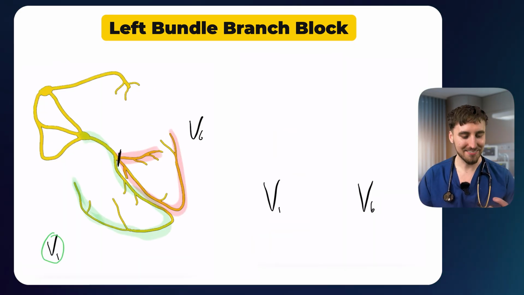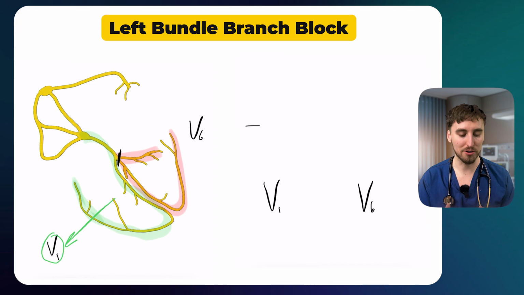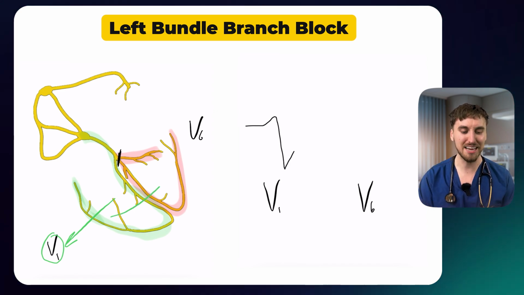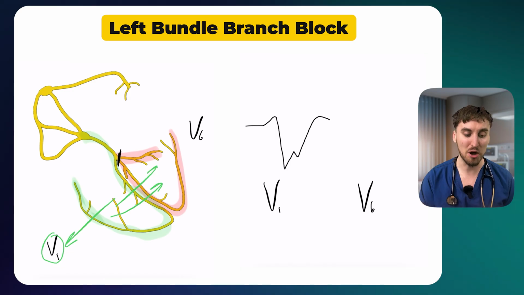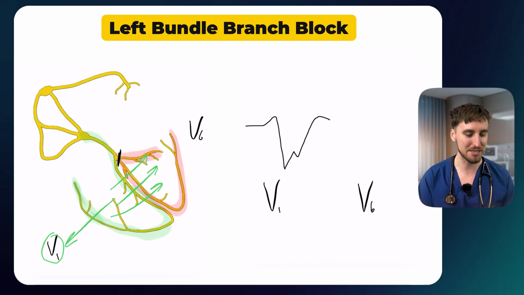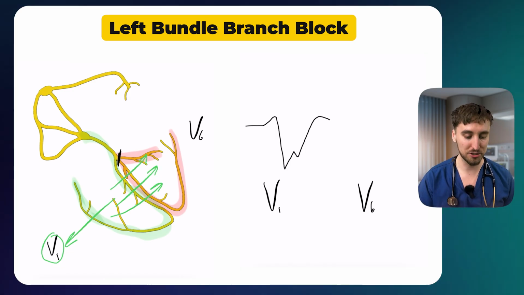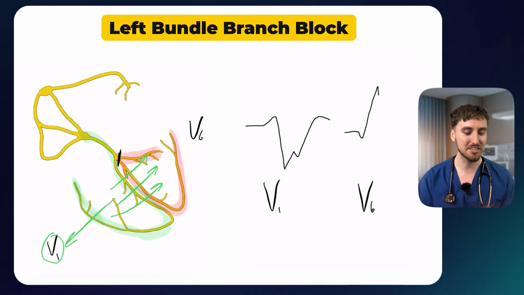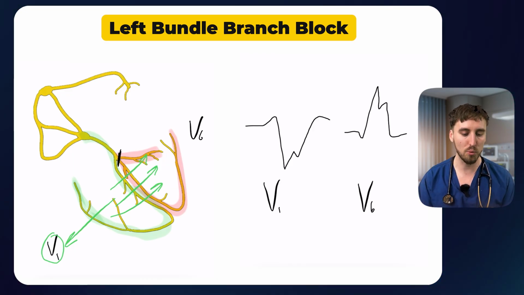In V1, we're going to get this R wave for right-sided depolarization, but then that's quickly going to be overshadowed by this mass movement of electricity over to the left side, away from V1, so we get this deep S wave. Again, the opposite is true when it comes to V6, that slow depolarization towards the lead, so you're going to get this broad notched R wave in V6.